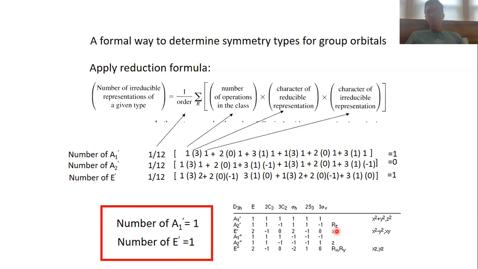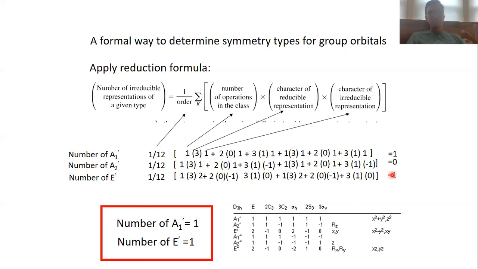And you can actually see this from the character table, because X and Y are listed both for the symmetry type E prime. Okay, now because of that double degeneracy, we know that despite the result 1 here, there are actually 2 ligand group orbitals of that symmetry type, and these 2 ligand group orbitals are doubly degenerate in the respective point group.